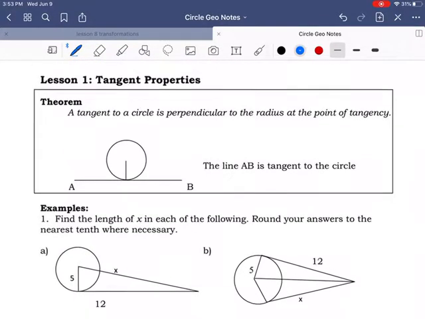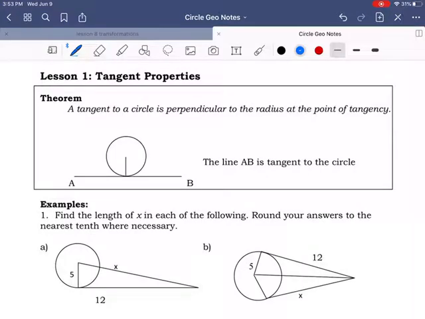So the first thing we're going to go over is tangent properties. A tangent to a circle is perpendicular to the radius at the point of tangency. This is a lot of words, but basically this is a radius. And a tangent line meets a radius at 90 degrees and touches the circle at one spot. So you can form this straight line that touches the circle at one point, and that means it's going to be 90 degrees to where the radius is.